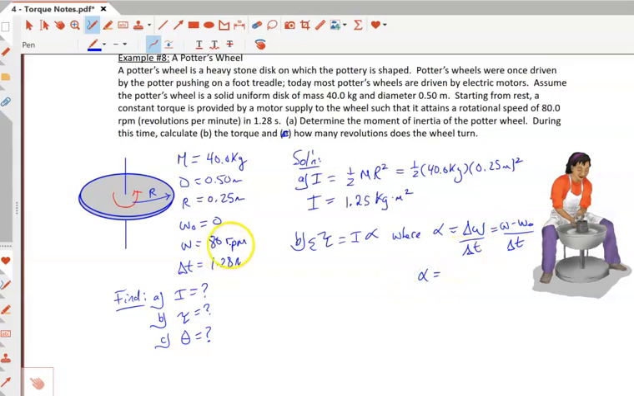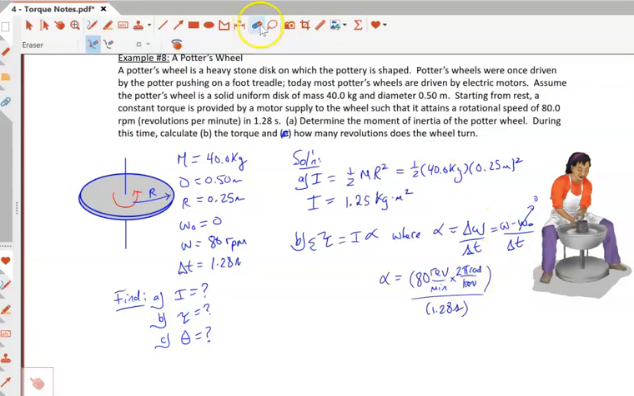Again, we have a little bit of an issue where things are not written in radians per second, so we have to convert RPM to radians per second. We have 80, remember the initial angular velocity is 0, 80 revolutions, instead of writing RPM, I'm going to write revolutions per minute. We're going to need to convert that in a minute. I'll put that over here. The time interval is 1.28 seconds. In one revolution, there are 2 pi rads. And I also need to convert minutes. I'm going to shift this over here because I didn't have enough space.